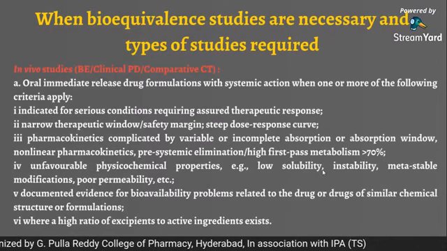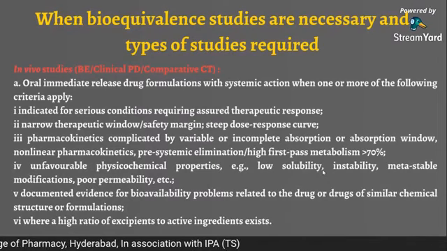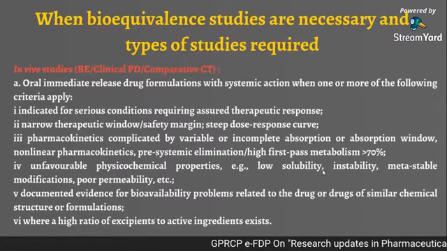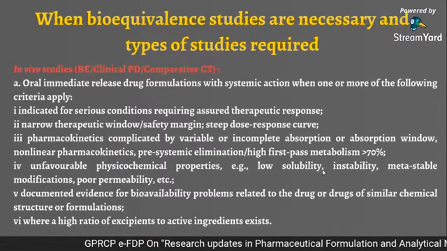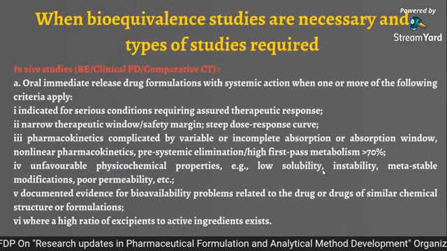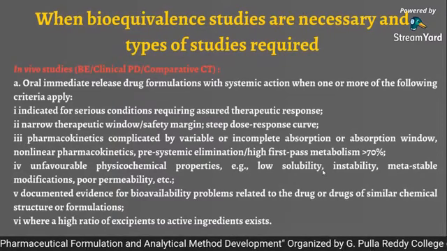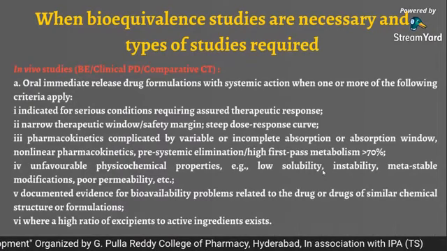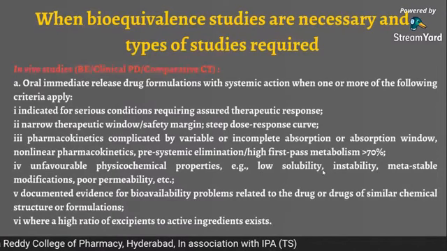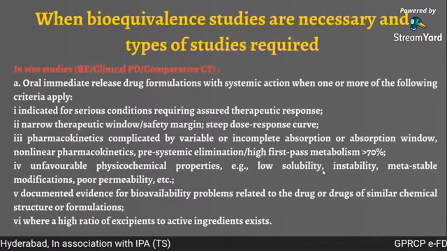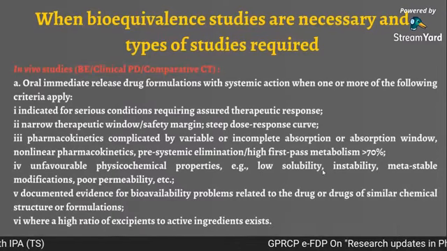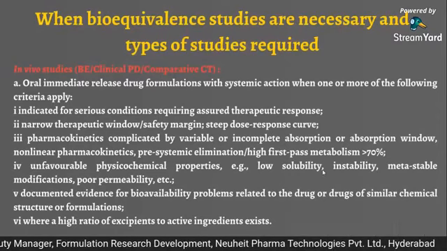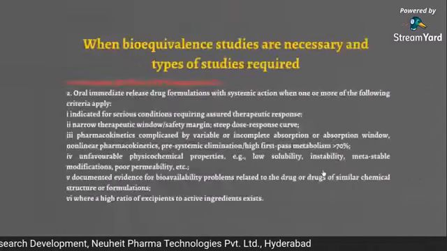And if there is any documented evidence that a bioavailability problem is there, that may be related to the drug, may be related to the similar chemical structure or formulations, in that case also bioavailability in vivo testing is required. And where there is a high ratio of excipients to the active ingredient, API to excipient ratio, if it is very high, then also that means drug is very low, excipient quantity is very high. So even if you have proven that you are chemically equivalent, but the excipient quantity is more, how these excipients are going to impact the in vivo performance, we don't know. That's why in vivo testing is required.